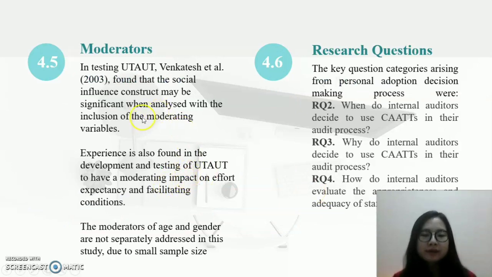Next, moderators. There are four moderators I have mentioned just now. In testing UTAUT, Venkatesh et al. found that the social influence construct may be significant when analyzed with the inclusion of the moderating variables. For example, social influence was found significant in mandatory adoption in UTAUT. So an analysis of the impact of voluntariness for this particular construct is conducted. Next, experience is also found in the development and testing of UTAUT to have a moderating impact on effort expectancy and facilitating conditions.